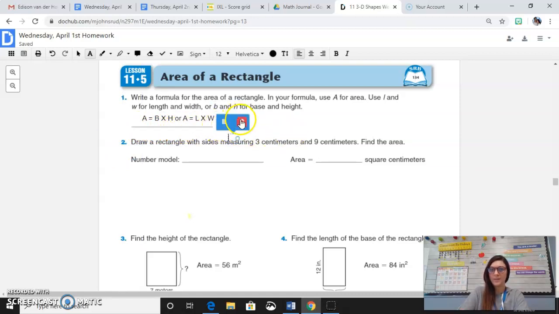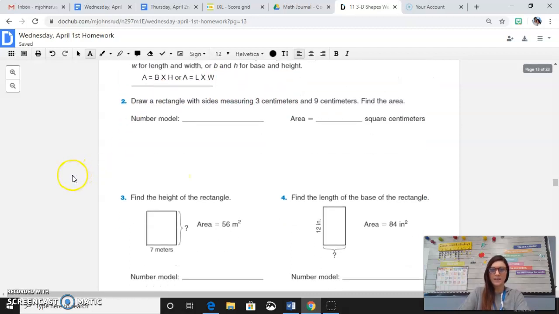Then number 2 says draw a rectangle with sides measuring 3 centimeters and 9 centimeters. So what you're going to need to do down here is draw a rectangle. This side is going to be 3, your width or your height, and then your length or your base down here is going to be 9. Then after you draw your rectangle, you're going to write a number model to find the area. So you're going to write area equals what times what, and then here you're going to write your answer. I'm not going to tell you the answer because you can figure that out. But remember that area is always base times height.